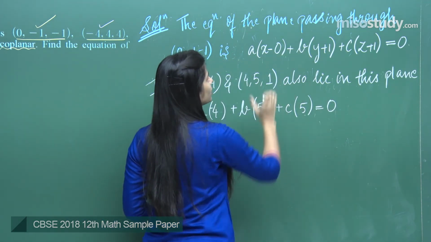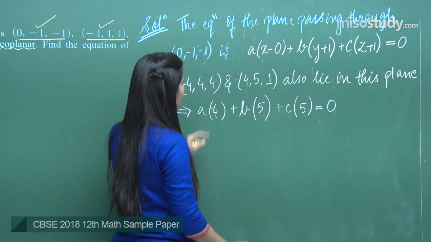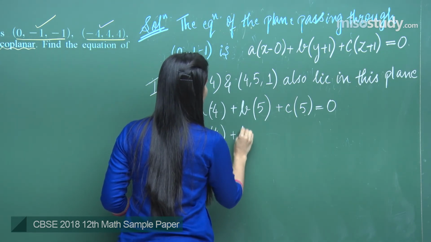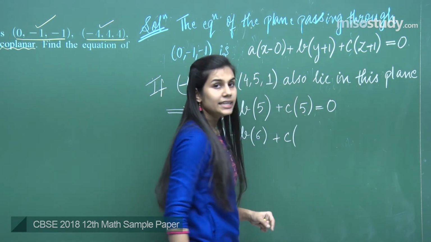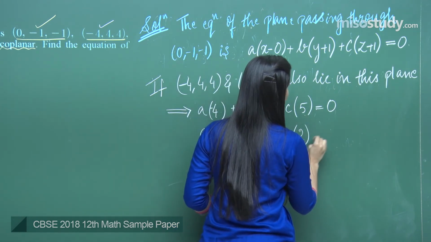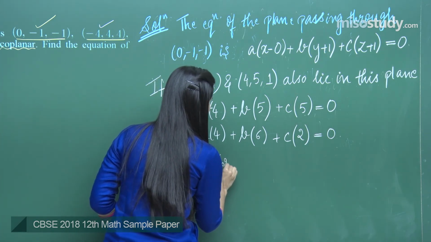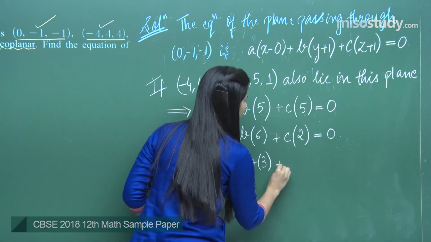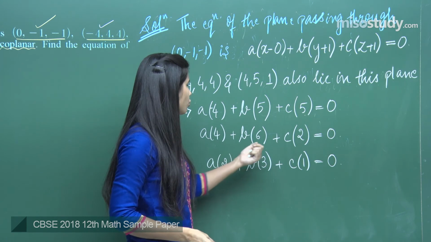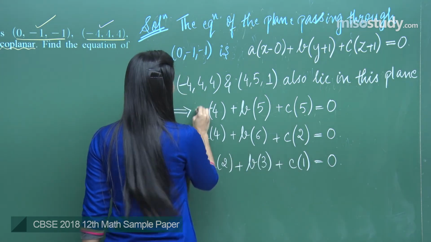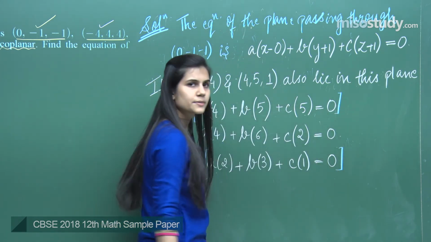And if this point is also lying in the plane, that means it is going to satisfy the equation of the plane. So this will be a times 4 plus b times y plus 1, so 5 plus 1, which is 6, plus c times z plus 1, which is 1 plus 1, which is 2. So this can be transformed to a times 2 plus b times 3 plus c times 1 is 0. You can just take out 2 common, so you're left with 2 over here, 3 over here and 1 over here. Now you consider this and this.